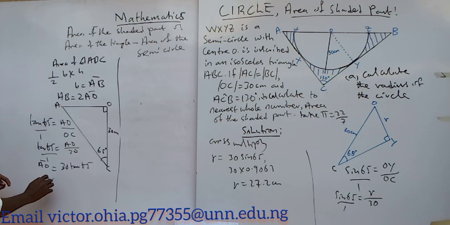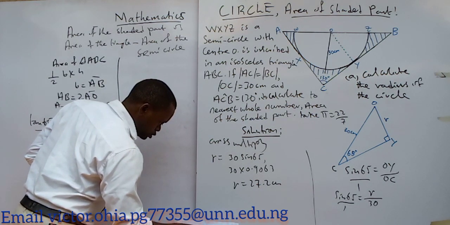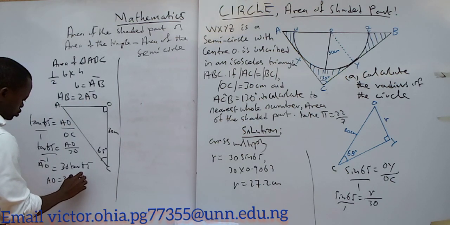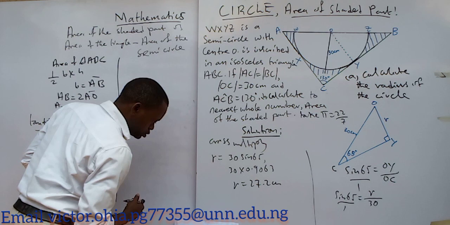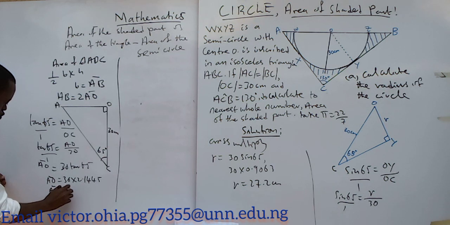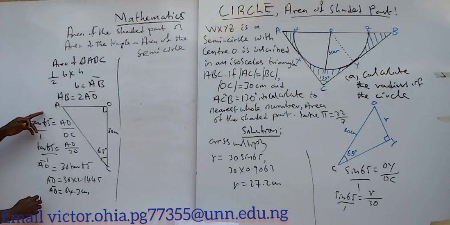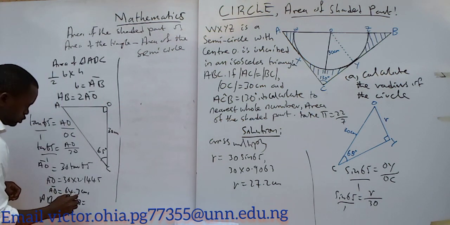So AO, which is equal to 30 tan 65, let me figure out what it is in the figures I have here. Tan 65 is 2.1445. So 30 times 2.1445 will give us 64.3. So AO is equal to 64.3 cm. It then means the base AB will be equal to 2 times 64.3, which will give us 128.67.